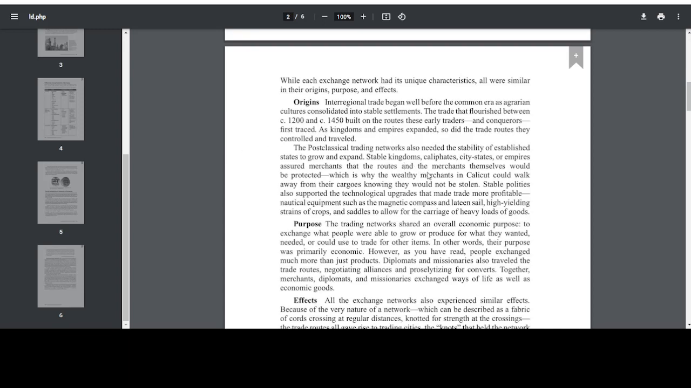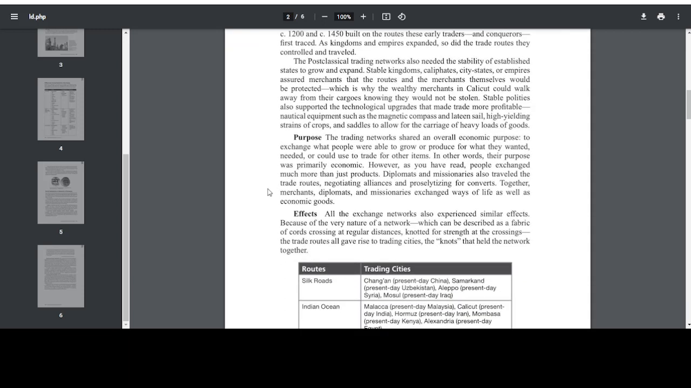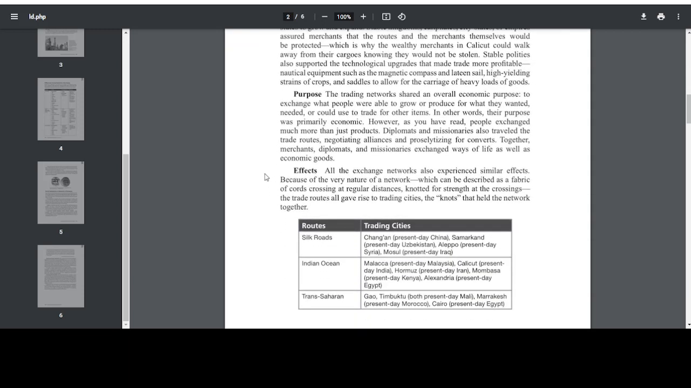Stable polities also supported the technological upgrades that made trade more profitable: nautical equipment such as the magnetic compass and lateen sail, high-yielding strains of crops, and saddles to allow for the carriage of heavy loads of goods. Purpose. The trading networks shared an overall economic purpose: to exchange what people were able to grow or produce for what they wanted, needed, or could use to trade for other items. In other words, their purpose was primarily economic.